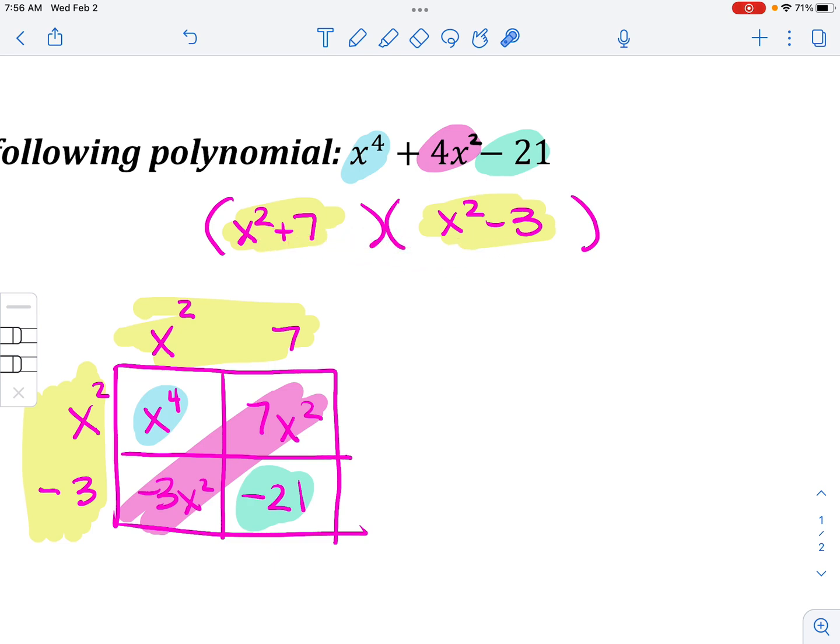But right now, all I want you to see is that this problem is exactly the same as the one before. Same numbers, same strategy, except instead of putting x's, we're putting x squareds. And that's it.